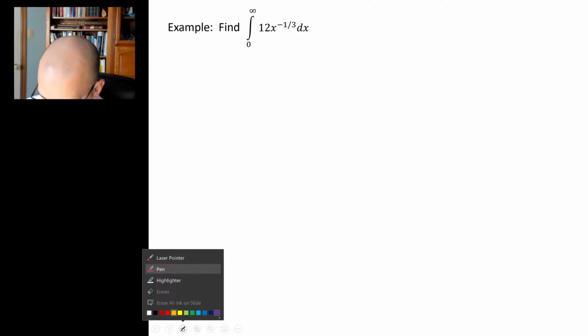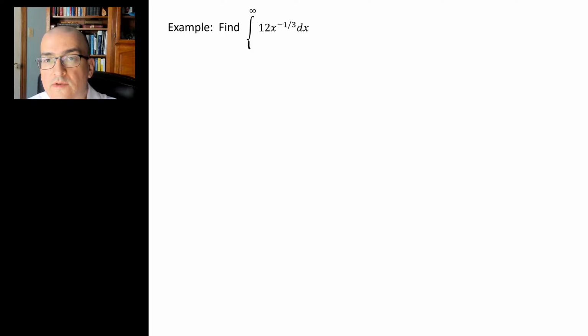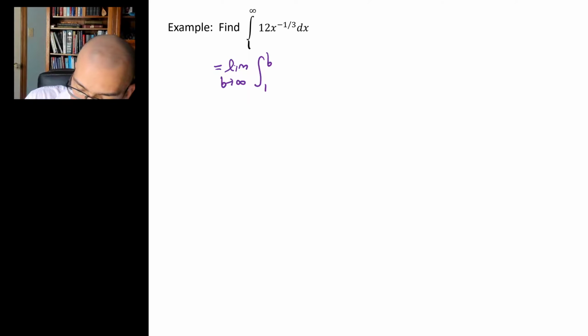Okay, next example. And I have to change that lower bound once again. I'm going to change it from 0 to 1. My apologies for not catching that. You won't even see that when you download the notes. It'll be fixed. Integral from 1 to infinity, 12x to the power of negative 1/3. So I'm going to do the same thing as before. I'm going to be very formal. Take the limit as b approaches infinity, the top, of the integral from 1 to b. And I'll put the 12 out front too, and then x to the power of negative 1/3.